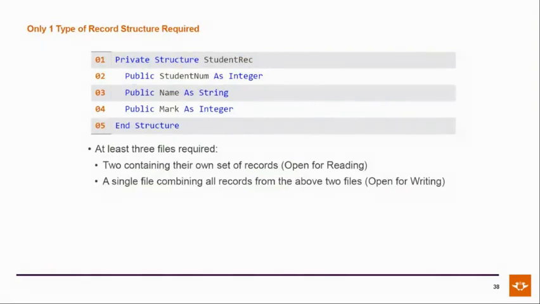So what we're going to be looking at, we still stick to our structure that we're used to, which is the student number and the name, and at least 3 files required. So when you're merging them, you want more than 2 files. You can do it with 2 files, but that's a lot easier to manage than 3 files. With 3 files, it starts getting tricky from there on out. Two containing their own set of records open for reading, and a single file containing all of the records for the above 2 files. So read, write, if that makes sense. So if you're merging a file, you're merging from 2 files into 1 file.